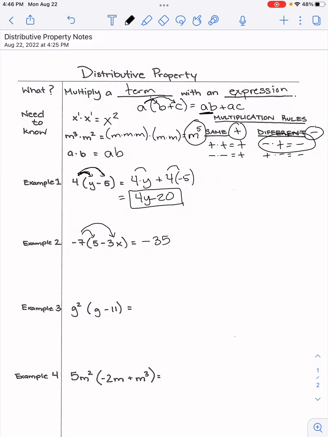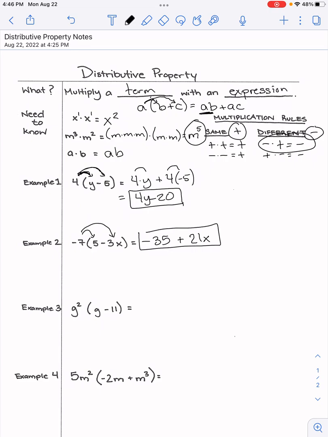I'm going to treat this as a negative 7 and a negative 3x. What's a negative times a negative? It's a positive. And this is 7 times 3x. I'm just going to do 7 times 3, which is 21. And we'll just copy down the x at the end. Nothing happens with that. It kind of just tags along. This is our final answer.